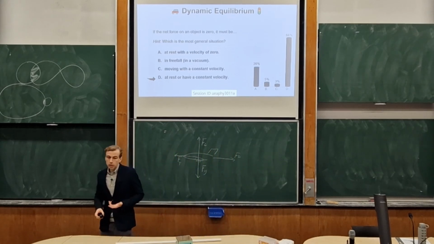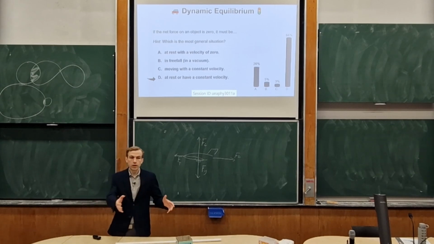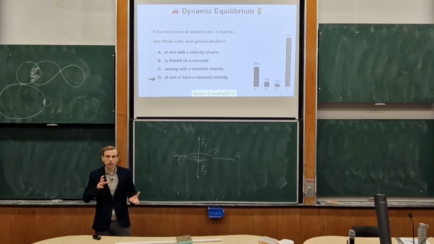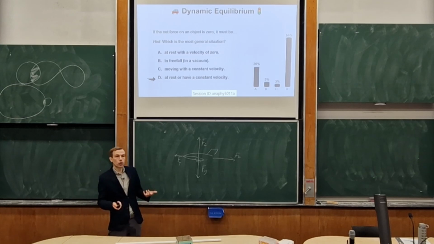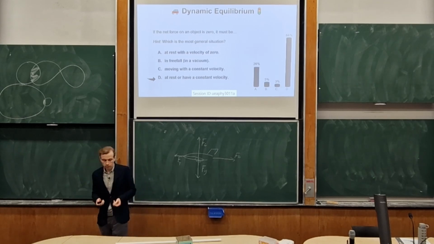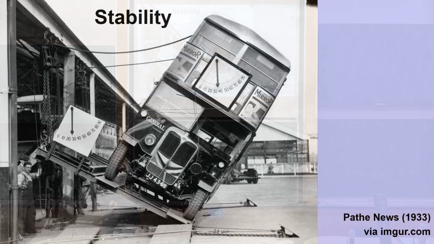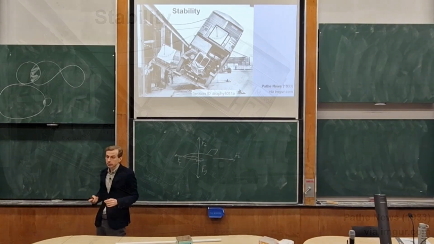In all of these situations, we're thinking about whether something is just sitting there or moving around. But there's another important way to think about whether something is going to be in equilibrium or not, and that's this question of stability. I've got this picture here of an old-timey bus. They're testing the bus for how far we can tip it over before it tips all the way over and it's a really bad accident.